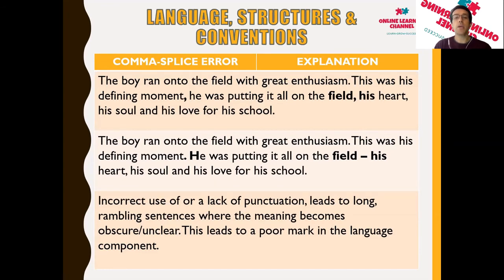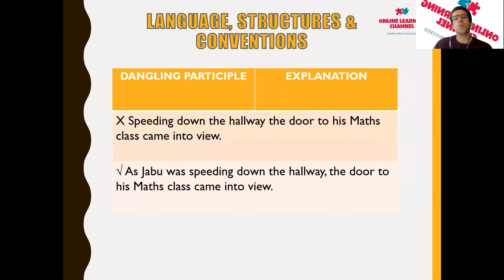So the incorrect use of, or lack of, punctuation often leads to long, rambling sentences where the meaning becomes obscure or unclear, which can, of course, lead to a poor mark in the language component of that particular paper. The dangling participle: say for instance X, let's say that X's name is Mark, speeding down the hallway, the door to his maths class came into view.